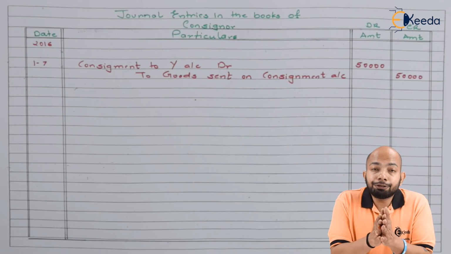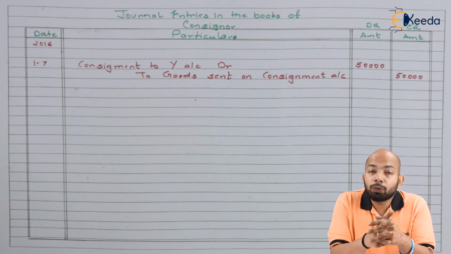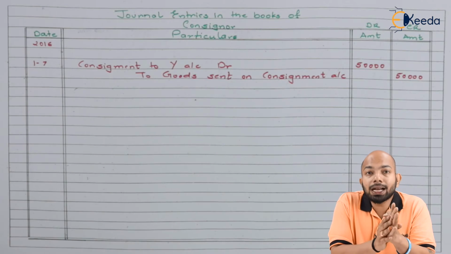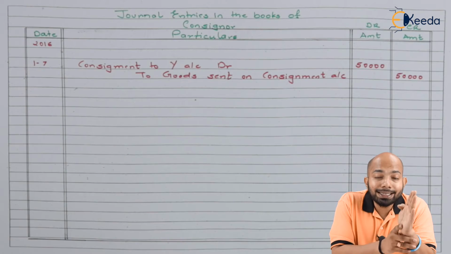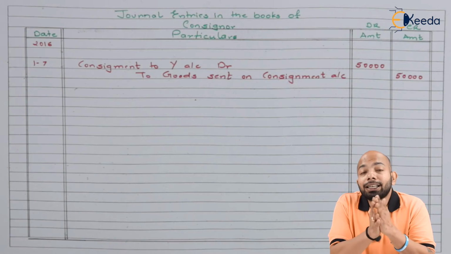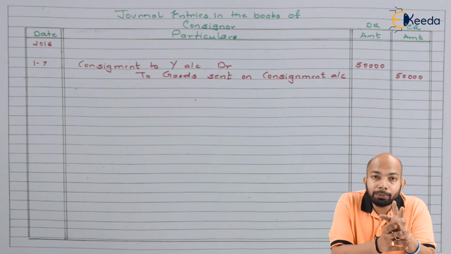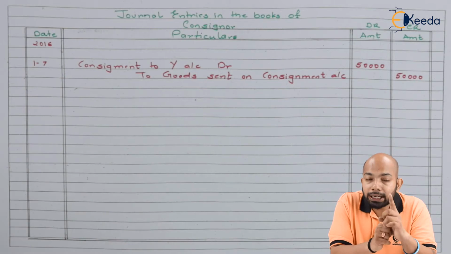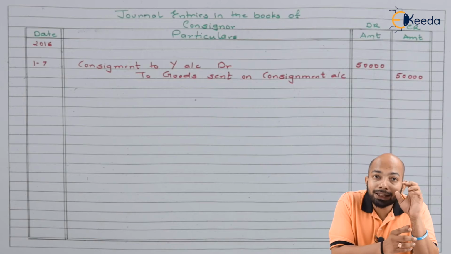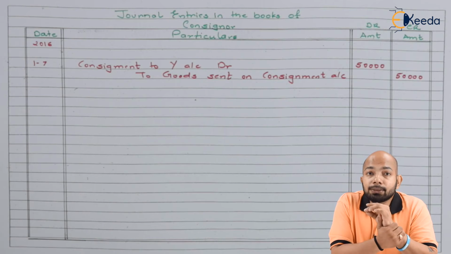The first entry refers to the consignment which was sent to Y. When we have to pass this entry, we mention the consignment sent to Y account debit, because he is the receiver of the consignment. So the entry will be: consignment sent to Y account debit, to goods sent on consignment account, for the amount of the actual consignment that has been sent.